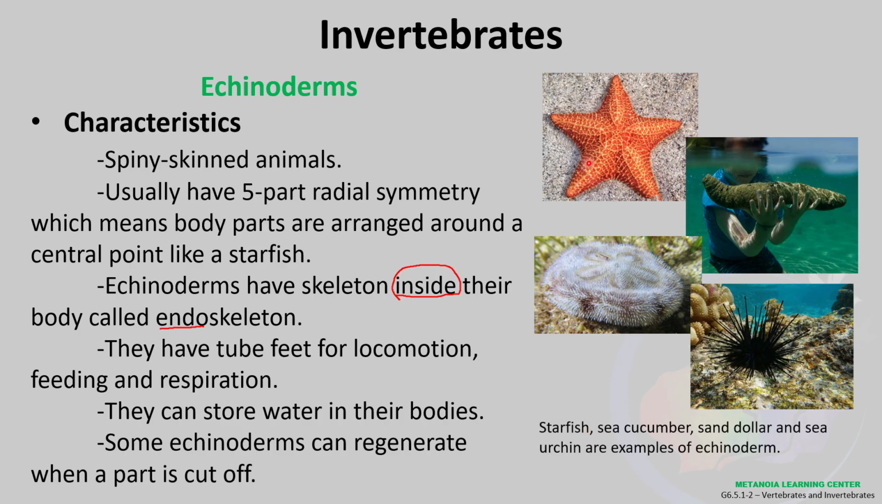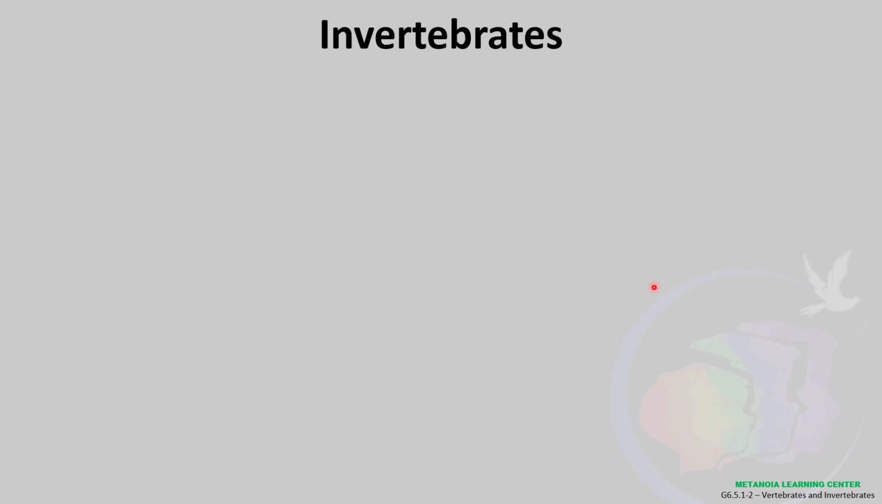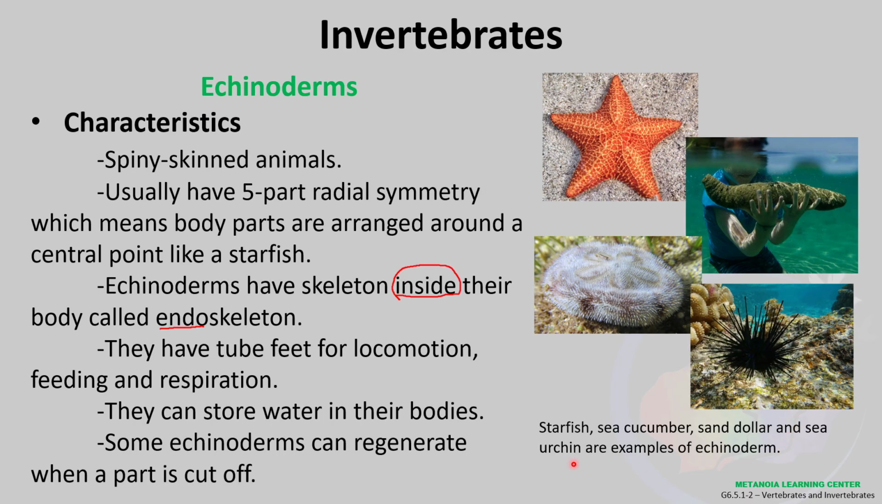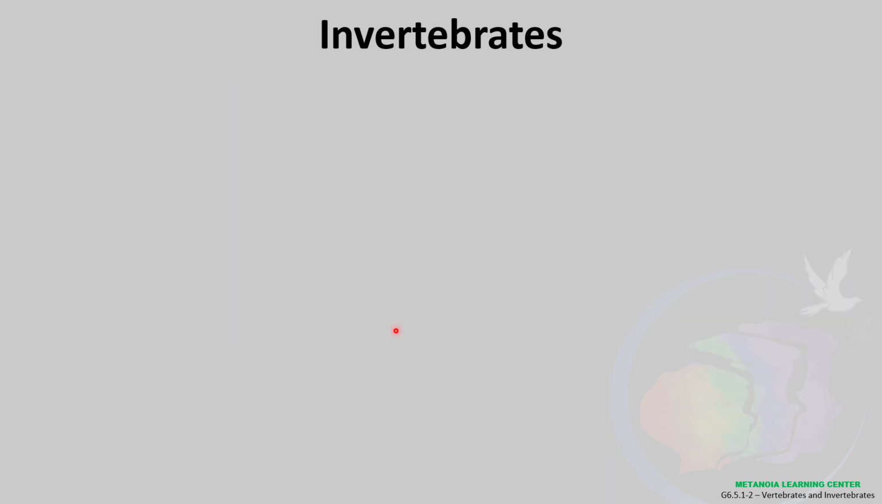So starfish, sea cucumber, sand dollar. Why is it called a sand dollar? Because if it's dried, I mean if the sand dollar is already dead, it actually looks like a coin. So I don't know why they called it a sand dollar, since there's no coin called a dollar there in the States. And of course a sea urchin, which are examples of echinoderms.